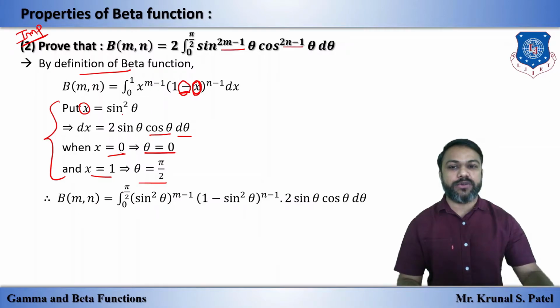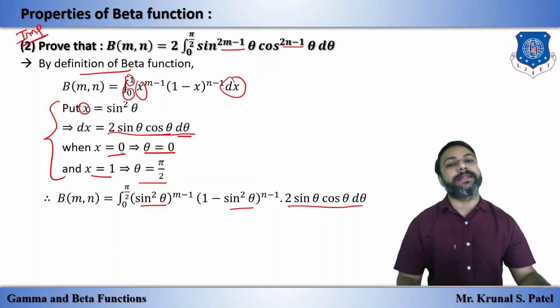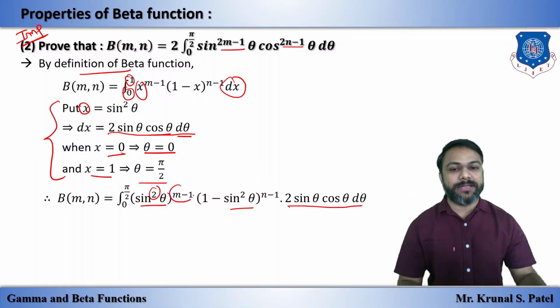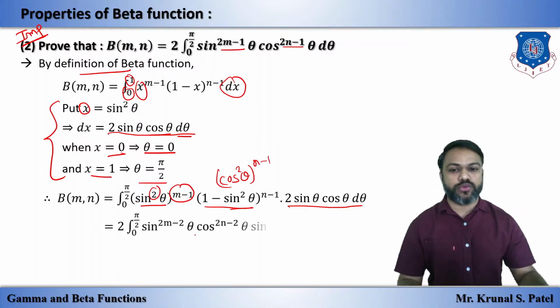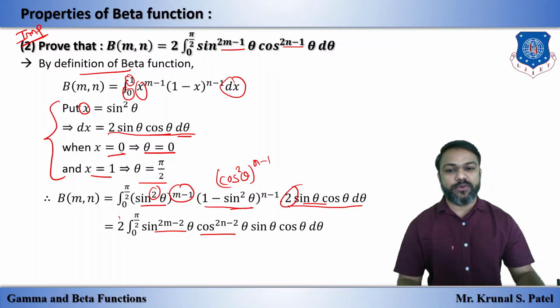We will put all these values in the definition. So beta(m, n) is equal to the integral from 0 to pi by 2. Here x is sine square theta, and dx will be 2 sine theta cos theta d theta. Now by simplification, sine square theta raised to m minus 1 gives 2m minus 2, and 1 minus sine square is cos square, and cos square theta raised to n minus 1 gives 2n minus 2. So we have these two terms, and sine theta cos theta as it is, and the 2 comes out.